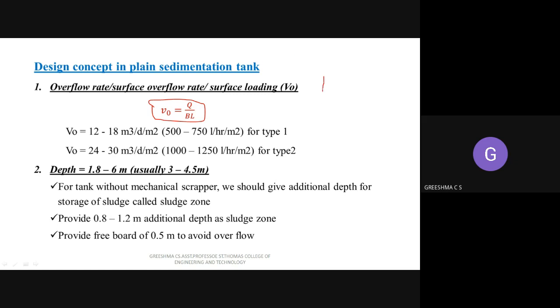That means if the sedimentation tank is like this, and the water is like this, particles will settle at the bottom. So you should provide some additional depth for proper sludge deposition. The sludge should not affect the depth of the sedimentation tank, so we provide an additional depth at the bottom, called the sludge zone. Normally it is taken as 0.8 to 1.2 meter, and you should also provide a freeboard of 0.5 meter.